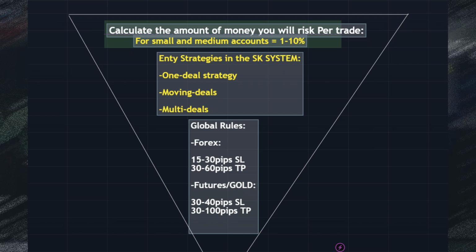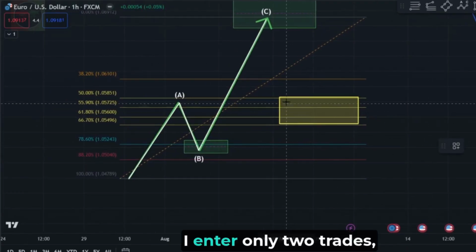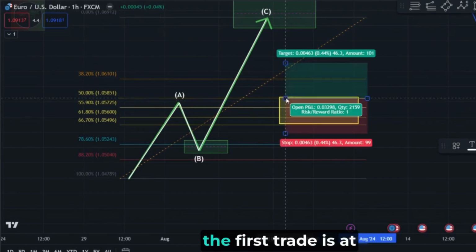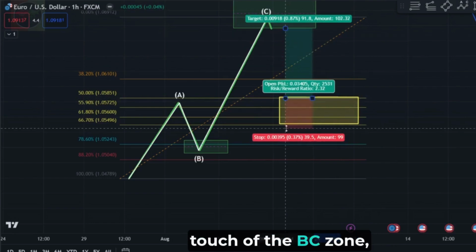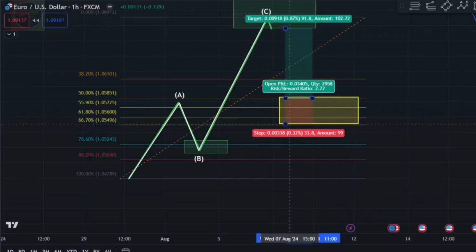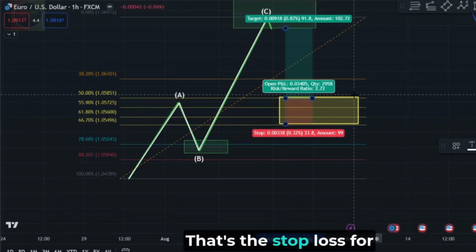Now, let's move on to the second strategy, the moving trades strategy. This is very important and, in my opinion, the best. Why? In short, the principle of this strategy is simple. I enter only 2 trades and no more. For this strategy, the first trade is at this point, that is, at the beginning of the touch of the BC zone. The first trade always has a stop loss at the 66-70% point. As you can see, here's the 66.70% point. That's the stop loss for the first trade.